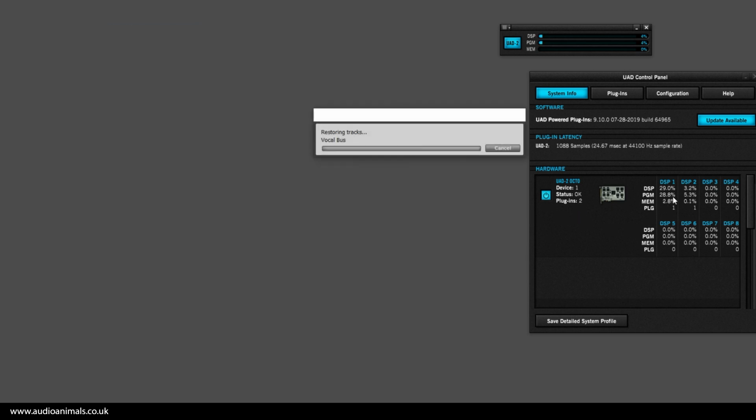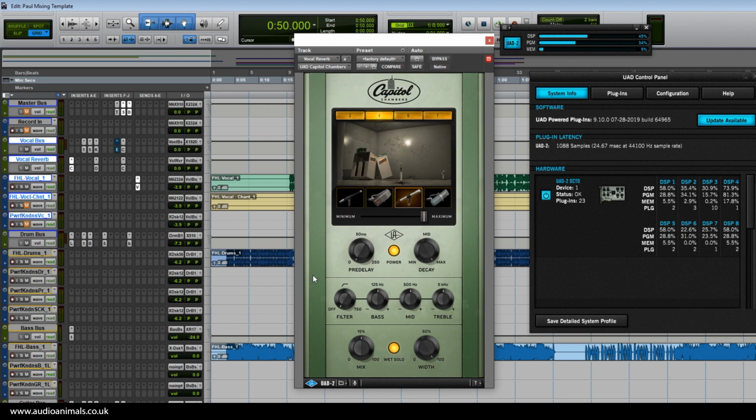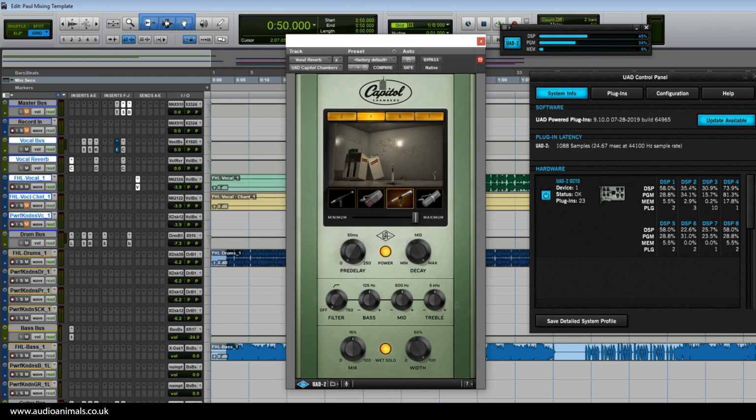reverb, which is about 80% of a DSP chip, you see there, DSP4, 73.9 and 81.3 PGM, that is loading onto one chip. Whereas before, we had multiple plugins loaded onto all the chips and there wasn't 81% or 73.9% DSP remaining to be able to put it onto a chip on its own.